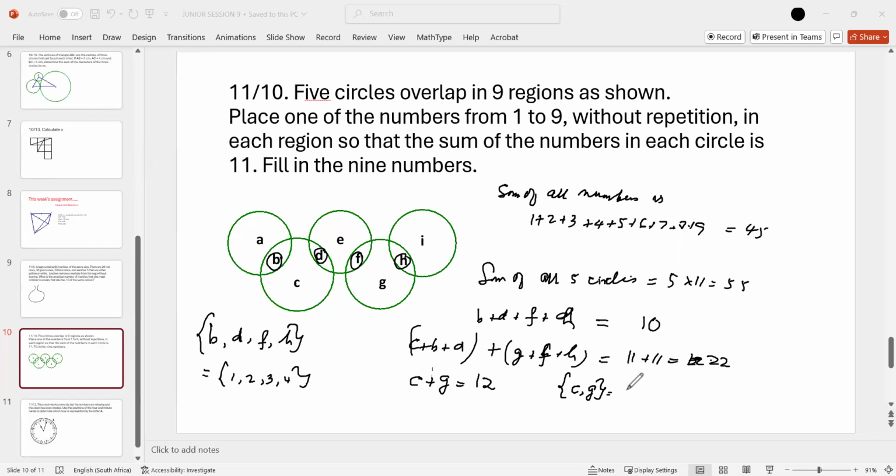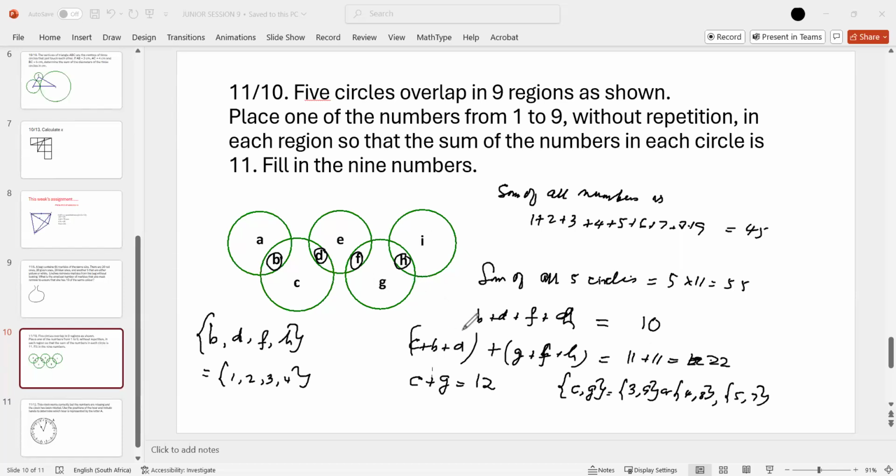You've got the numbers from 1 to 9. So it could be 3, 9, or 4, 8, or 5, 7. I think those are the only ways you can get 12, right, from the numbers from 1 to 9 that we had originally.